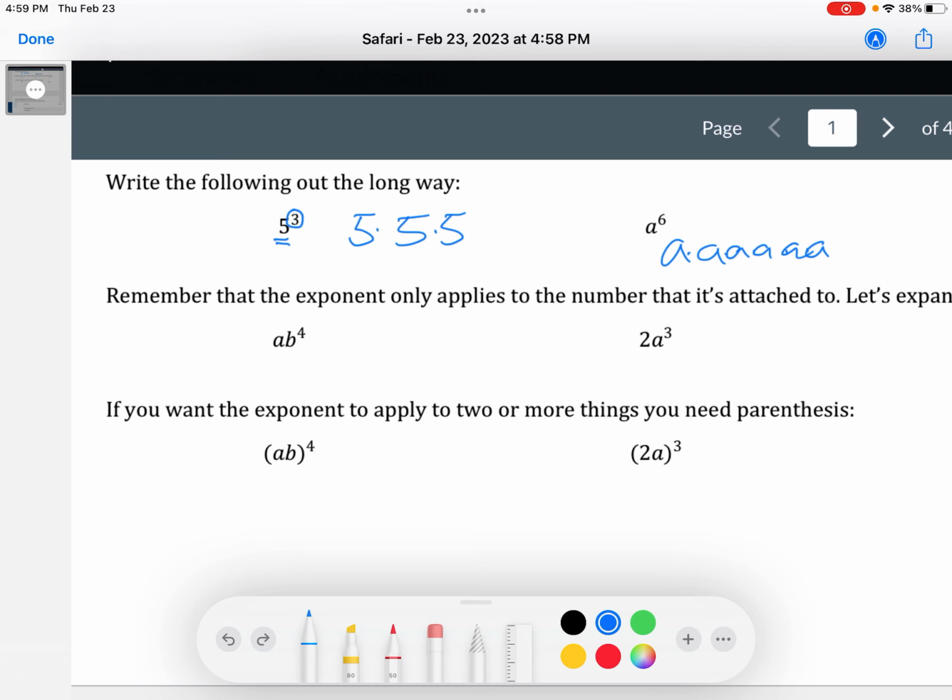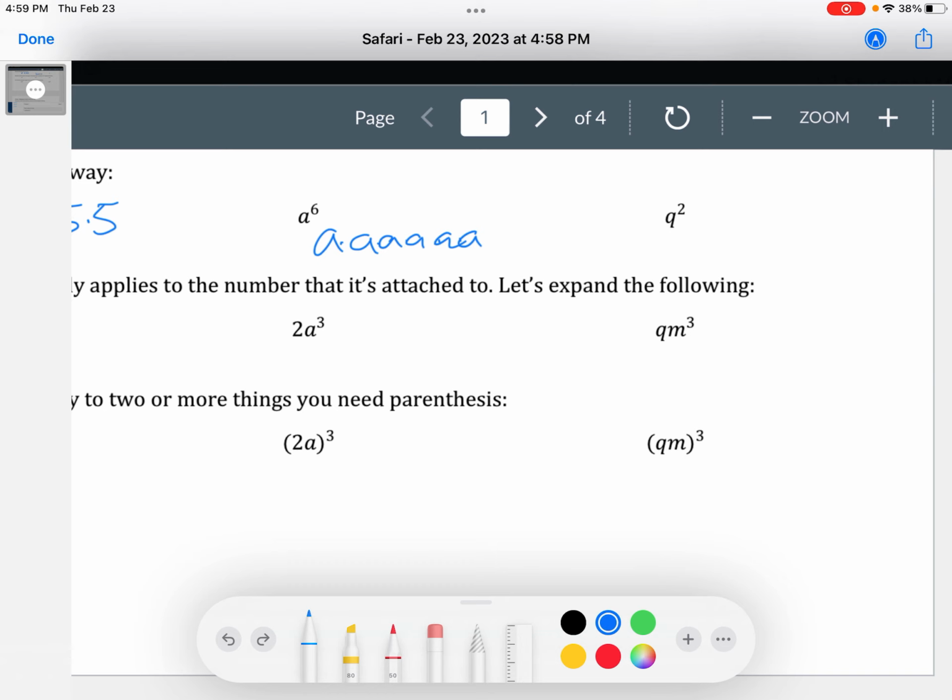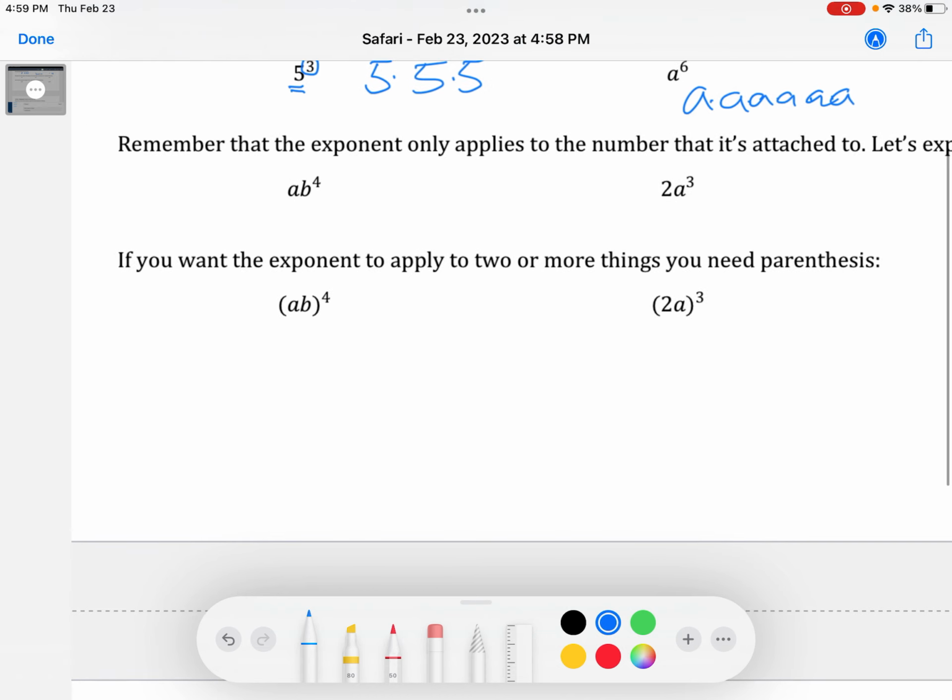Let's go now over here. Do this one on your own. Q to the second. That's right. QQ. Okay, moving along.